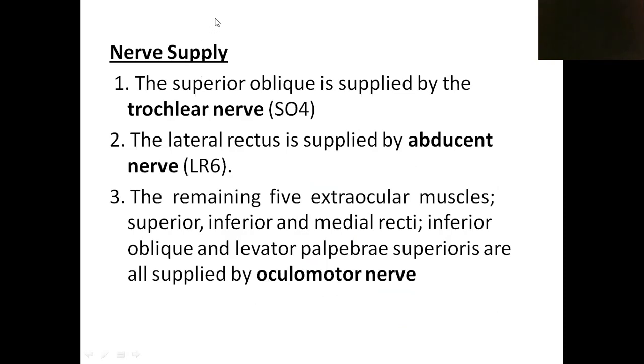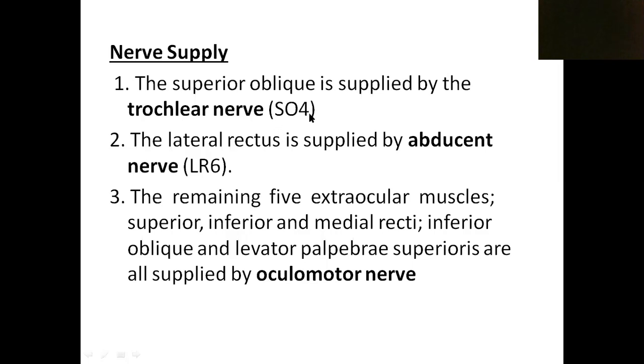So that's all about the origin and the insertion of these extraocular muscles. Now supply. The superior oblique is supplied by the trochlear nerve. Trochlear is the fourth cranial nerve, so it's easy to remember: SO4. Then the lateral rectus is supplied by the abducens nerve, the sixth cranial nerve, LR6. The remaining muscles are supplied by the oculomotor nerve. Now we can frame an equation: SO4, LR6, remaining 3.